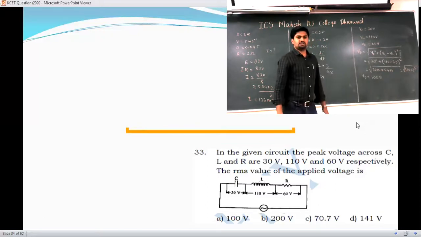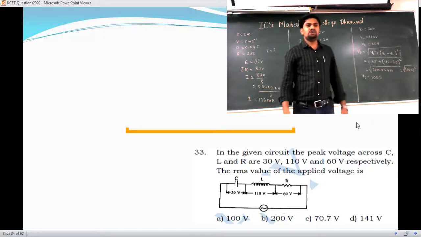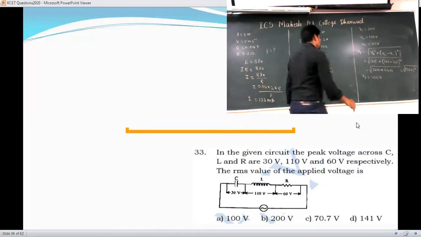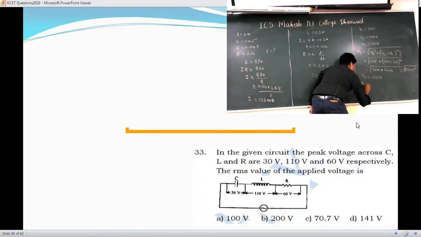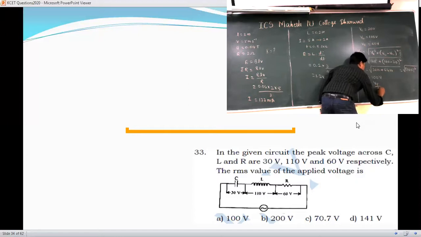It is peak voltage. But what they have asked you in the question is RMS. So VRMS is equal to VP by root 2.